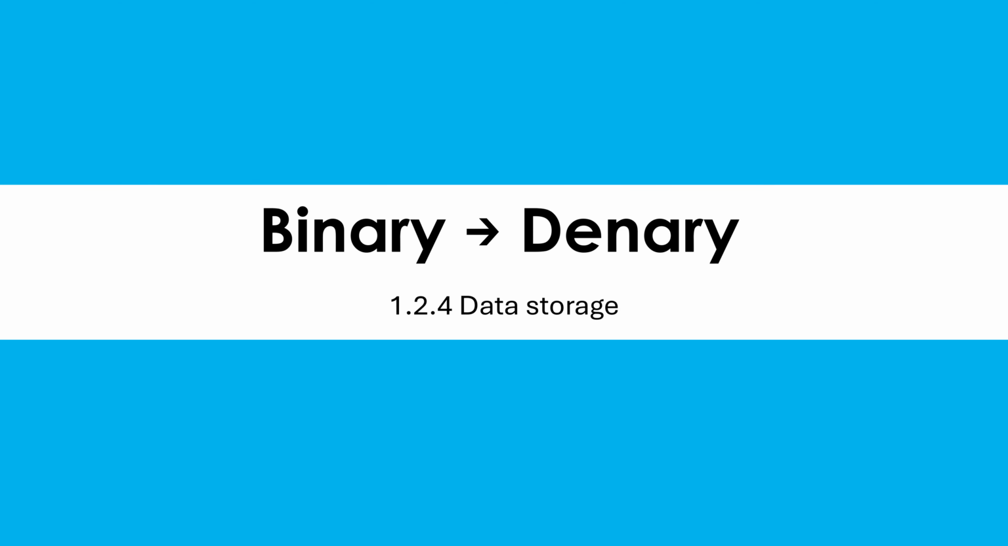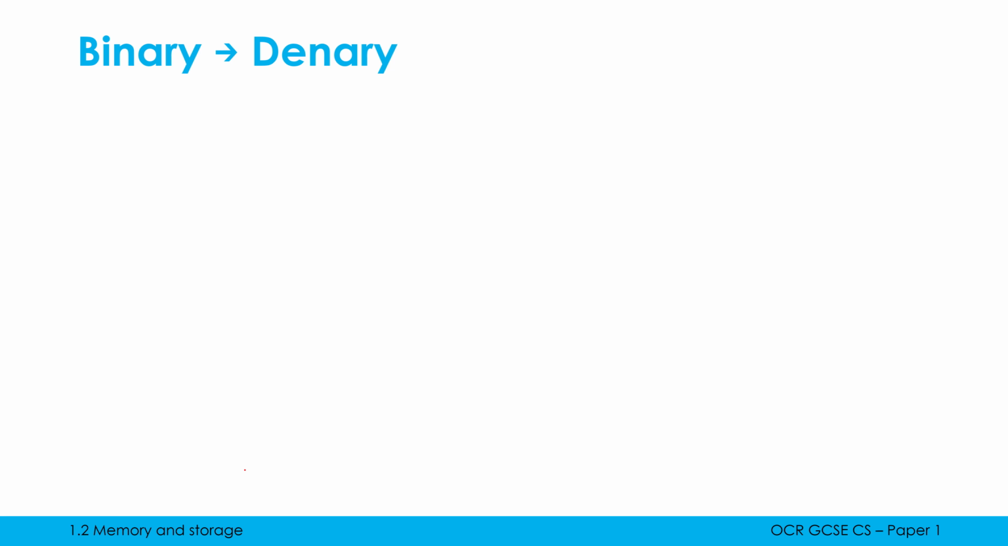Hello, in this video we're going to look at how we can convert from binary to the denary numbering system. So we get questions like this. We're given a binary number like 1011. How do I go from binary to denary? Well, binary is a numbering system which uses two digits, only 0 and 1.